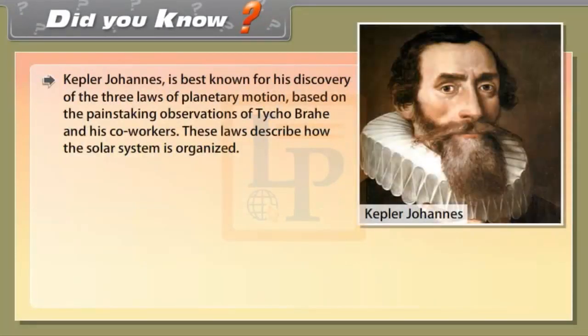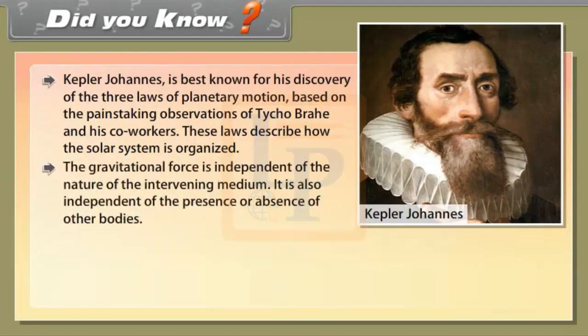Did you know? Johannes Kepler is best known for his discovery of the three laws of planetary motion, based on the painstaking observations of Tycho Brahe and his co-workers. These laws describe how the solar system is organized.